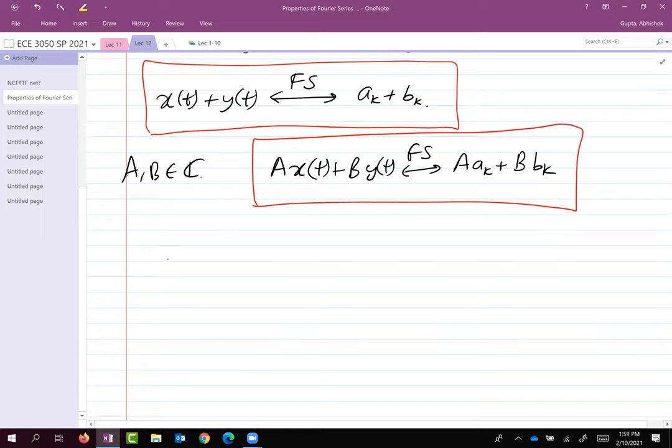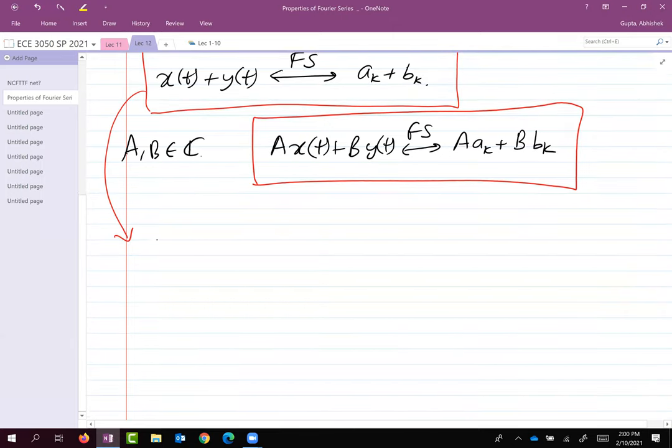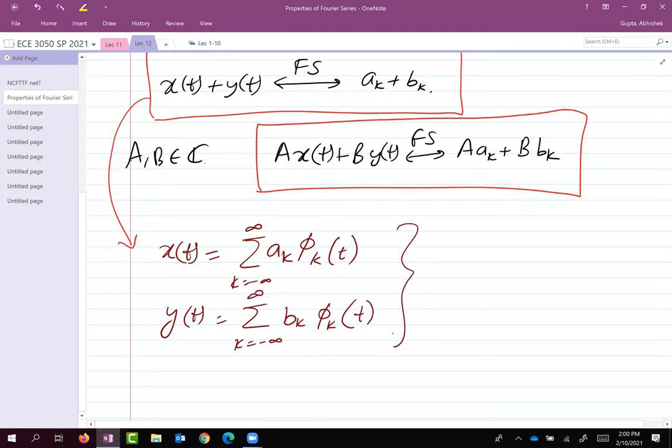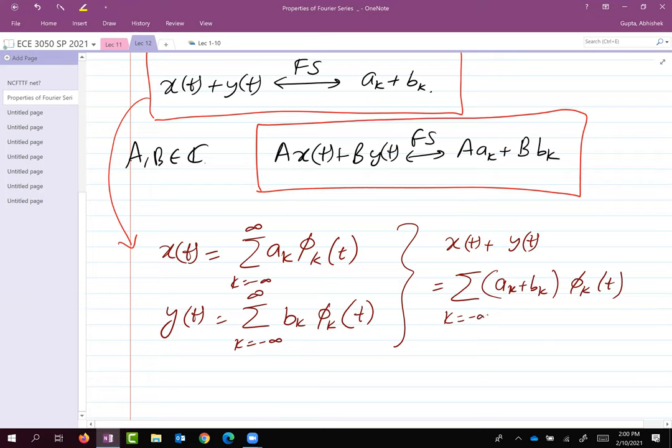Okay, so what's the proof of this? Well, let me do the proof of this one because it's fairly straightforward, and the proof for the other statement is also the same. So I have x(t) equals summation of a_k phi_k(t), k equals minus infinity to infinity. And y(t) is summation of b_k phi_k(t). I'm going to add the two signals. Remember, phi_k remains the same for both signals because they both have the same fundamental period. The coefficients will also get added because phi_k(t) is the same for both the signals.